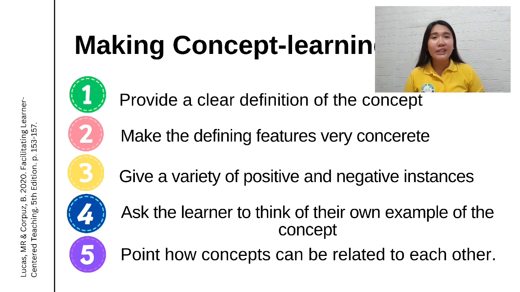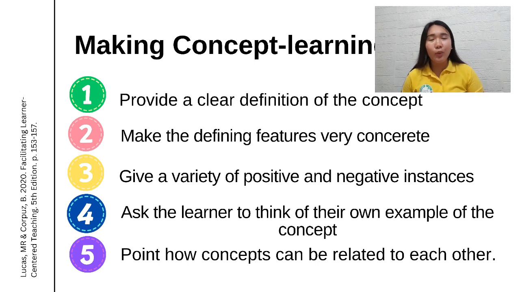Our third is to give a variety of positive and negative instances. Like I've said earlier, when we say positive instances, these are examples that clearly fit the concept, and the negative instances include examples that do not fit the concept, to help students understand the boundary and avoid misconceptions. For example, show students pictures of triangles and other shapes like squares and circles, to help them distinguish between them.